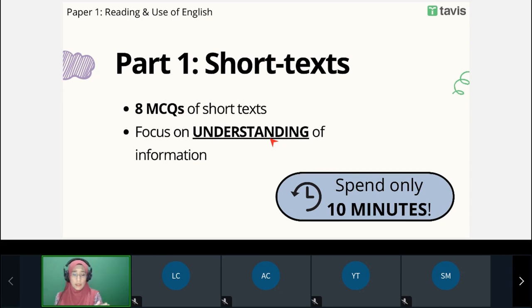Although it's very simple, some of you say very easy. But although it's easy, sometimes the information given in the short text may not be what you think it is. So please be careful with your timing. Only 10 minutes for this part 1. All right, moving on to the next one.